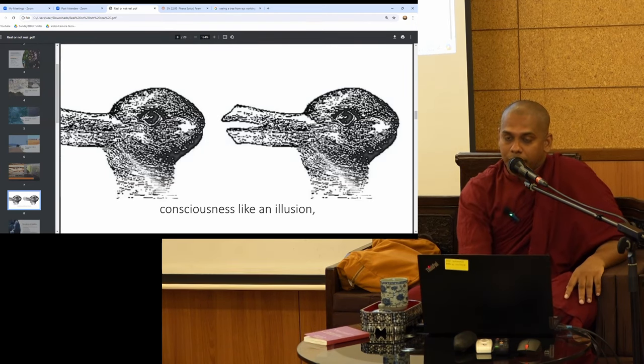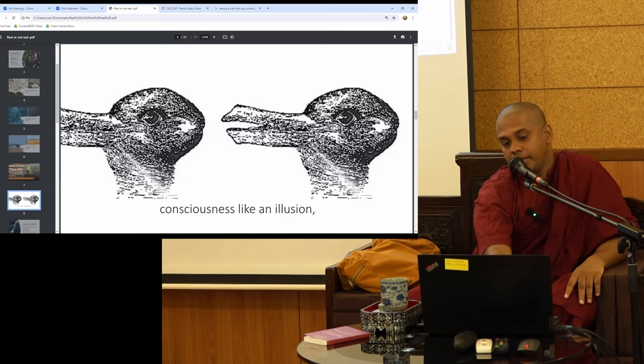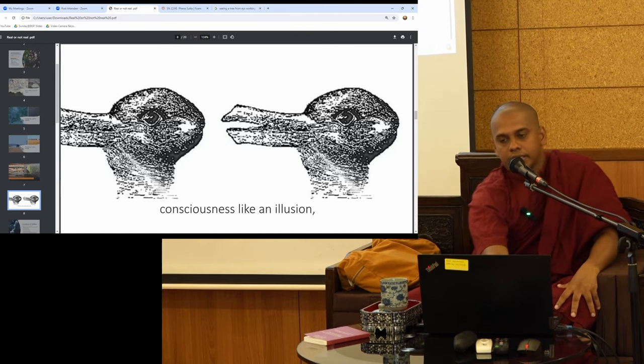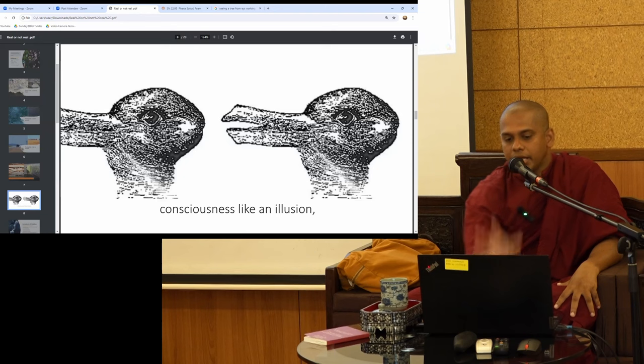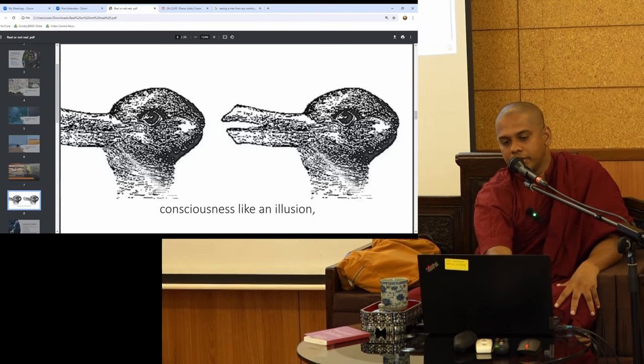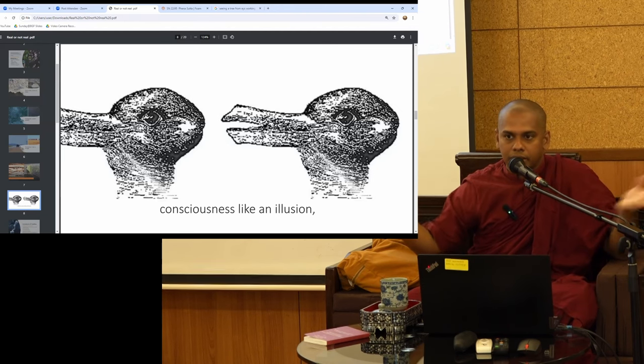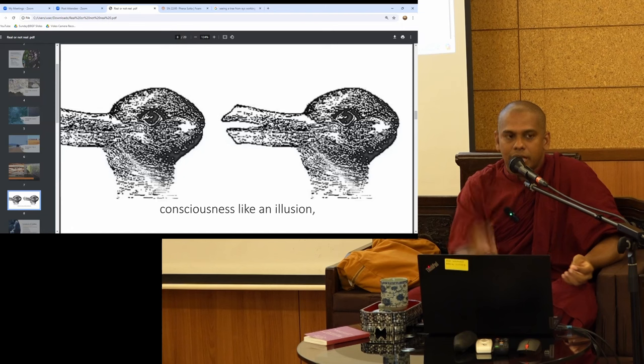This is Paticca-samuppada, dependent co-origination. With ignorance, you can understand that this world starts with ignorance. When there is ignorance, there is consciousness. Only when there is consciousness, there is nama rupa. But we talk now: nama rupa is everything. Everything you see, hear, and experience in this world is nama rupa.